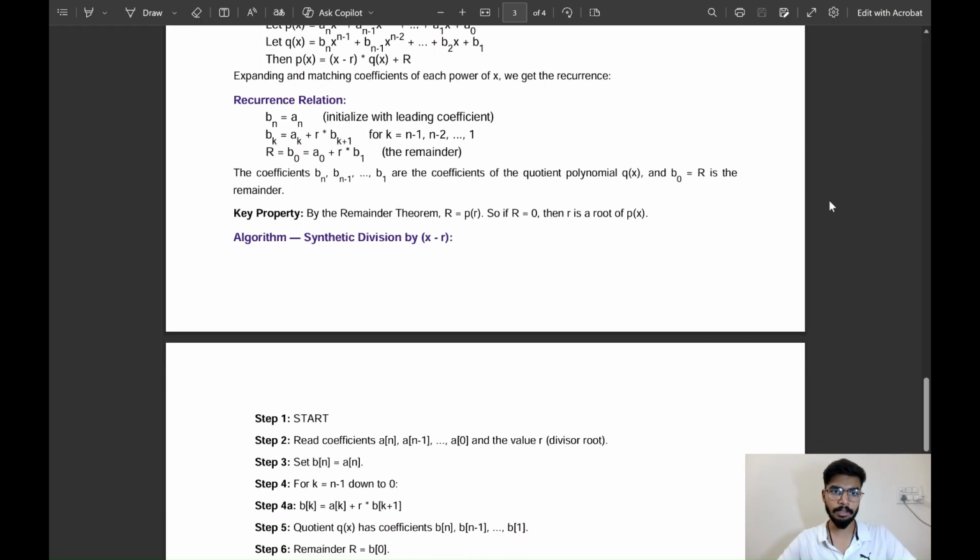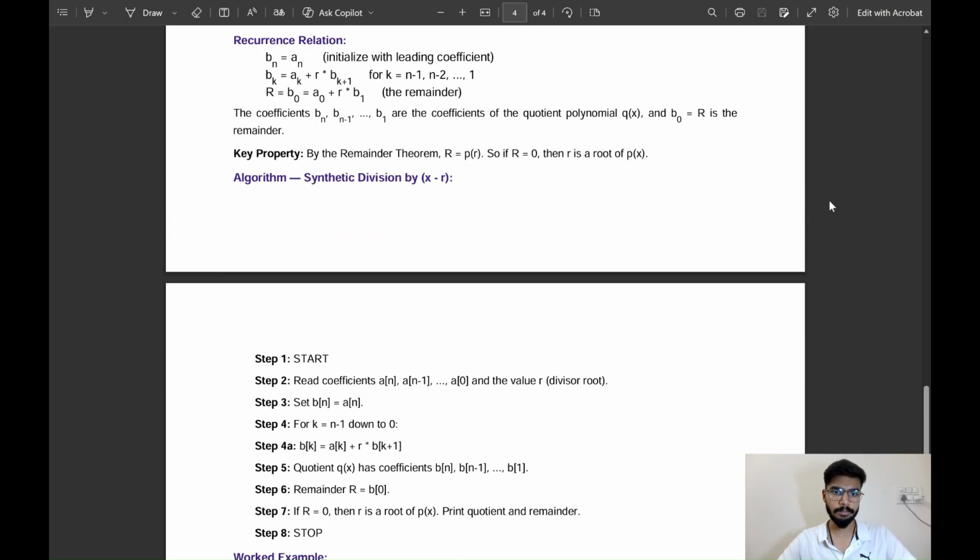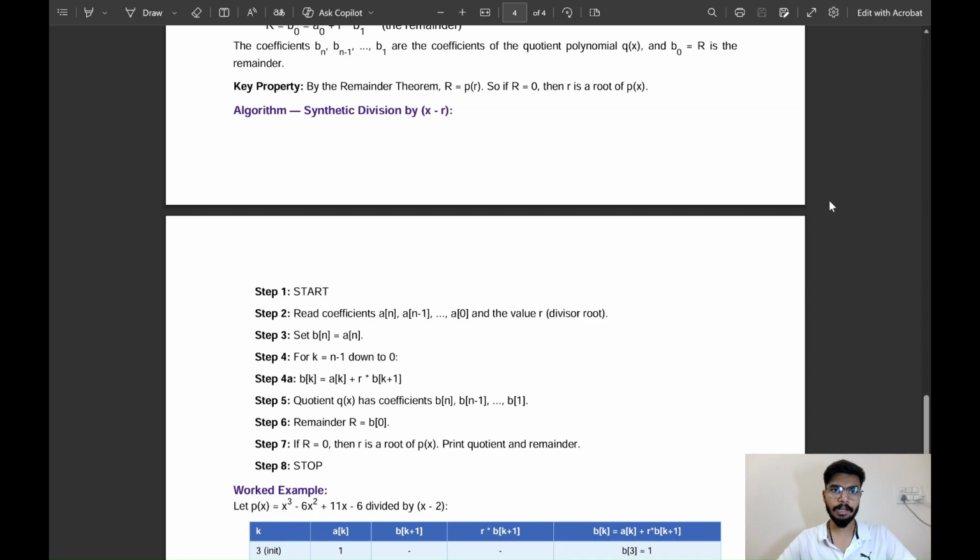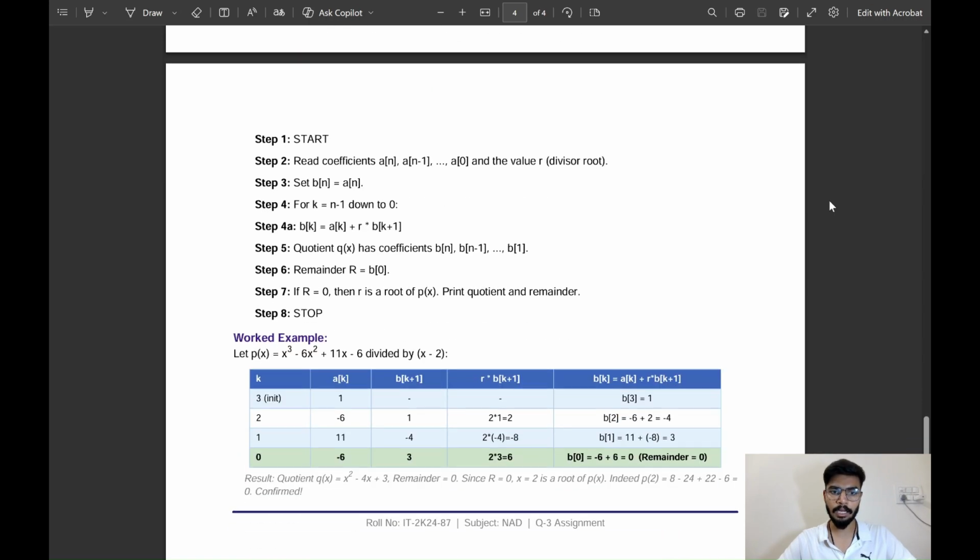Now here you can see our key property: by the remainder theorem, r is equal to p of r. So if r is equal to 0, then r is a root of our p of x. Okay, that's it. Now we will see our algorithm for synthetic division by x minus r.